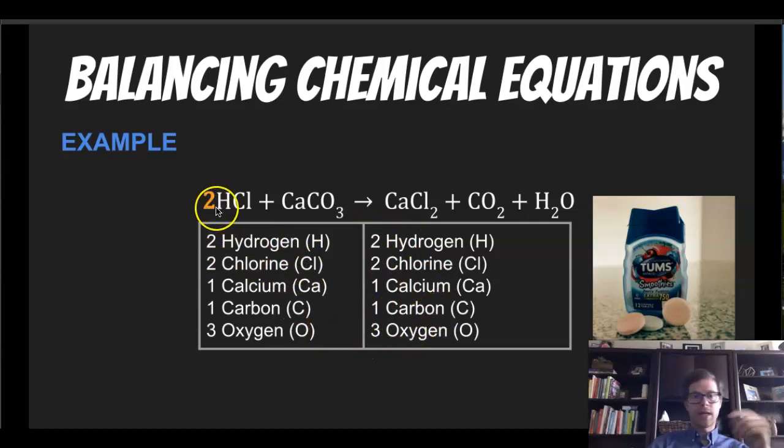All you had to do is add in that 2 next to the HCl. And if you're curious, this is what we call the Tums reaction. So HCl, that's hydrochloric acid, that's stomach acid, right? And that's the stuff that causes heartburn when your stomach acid leaks up into your esophagus.